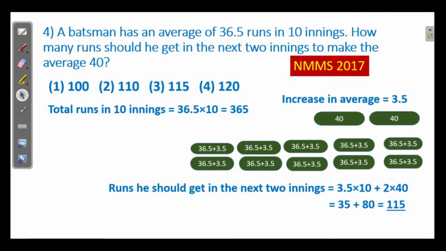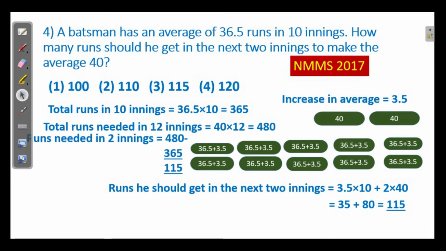Total runs in 10 innings is equal to 36.5 into 10. That is equal to 365. This decimal place is moved to one place to the right by multiplying by 10. Here also 3.5 into 10, this decimal place is moved to one place right. So it is 35, that we can do in mind itself. And total runs needed in 12 innings is equal to 40 into 12 is equal to 480. So runs needed in 2 innings is equal to 480 minus 365 is equal to 115.